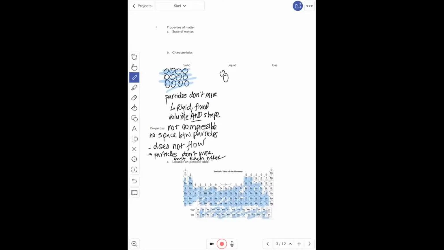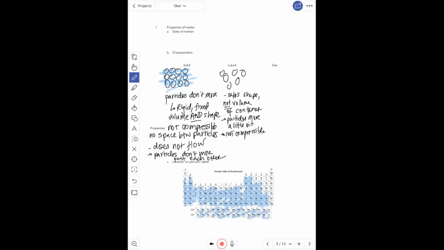Next, let's draw out what the particles of a liquid look like. Liquids take the shape of their container, but not the volume. This is because particles can slide past each other to a much greater degree than solids can. Despite this mobility, liquids are not compressible because there's still not a whole lot of room between the molecules, even though they are more mobile.